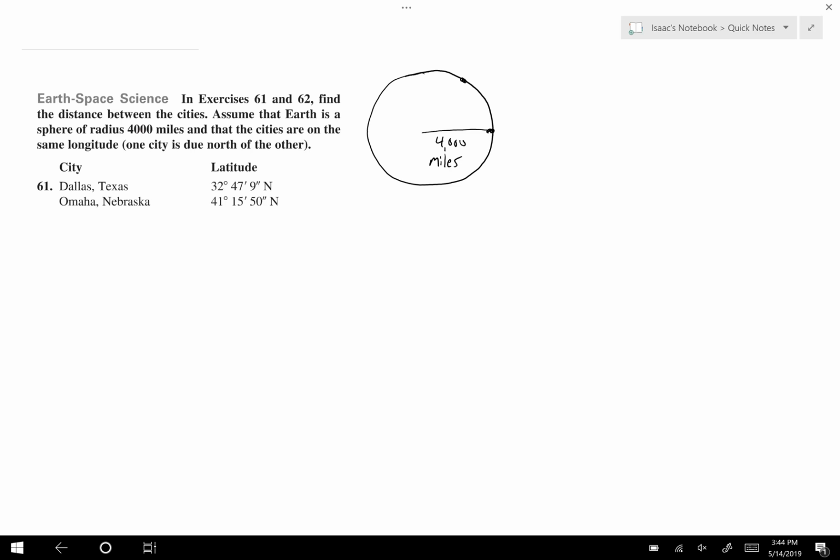So I guess the one at the bottom would be Dallas, Texas, and it is at 32 degrees, 47 minutes, and 9 seconds. Whereas Omaha is at 41 degrees, 15 minutes, 50 seconds.